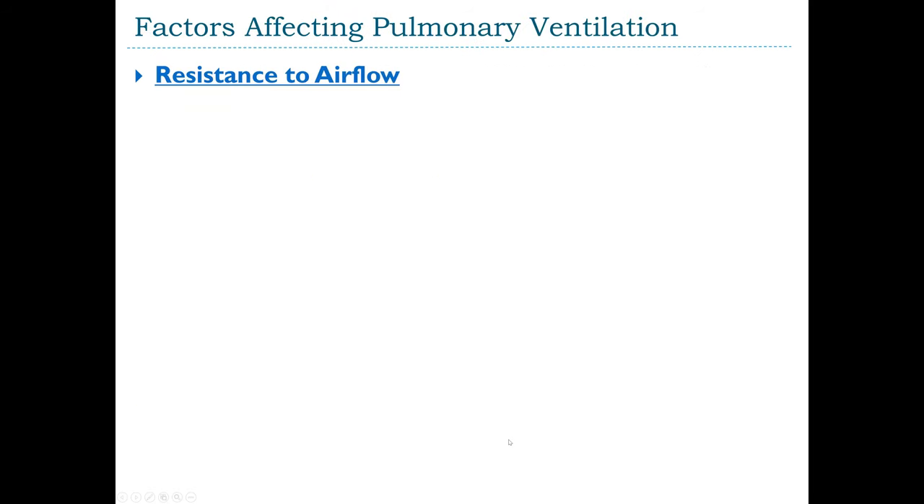So now let's look at the factors that affect pulmonary ventilation. The first factor is the resistance to airflow, and the resistance is primarily controlled by the diameter of the bronchioles, and we discussed that earlier when we talked about bronchodilation and bronchoconstriction.